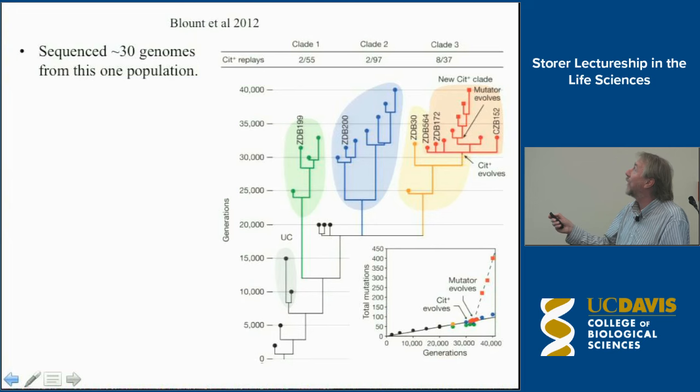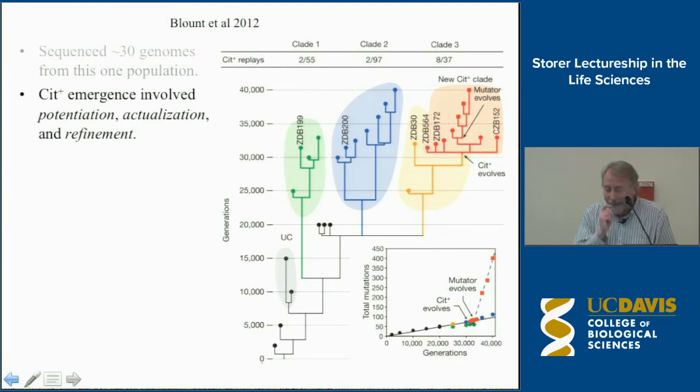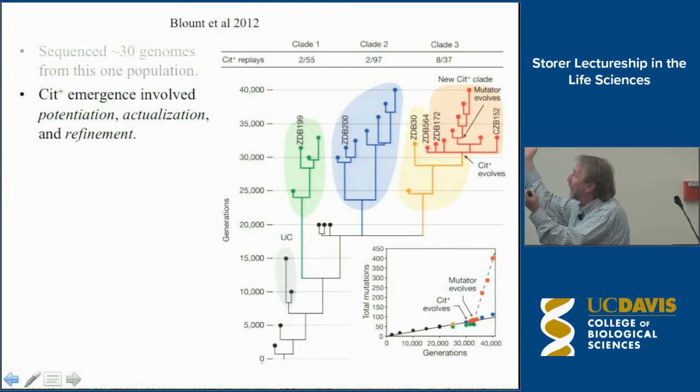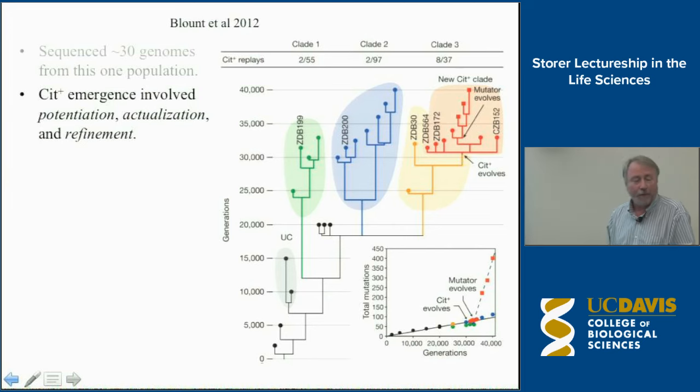We know that because we've got a number of clones that are citrate positive that don't have what's called a mutator phenotype. But interestingly, you can see that when the mutator phenotype arises, the rate of genetic divergence goes much, much higher. Anyhow, now to make sense of these 30 genomes, what do we do there? We said, logically, we're interested in three processes, three evolutionary epochs with respect to what happened in this population.